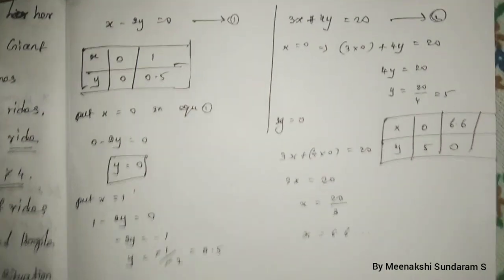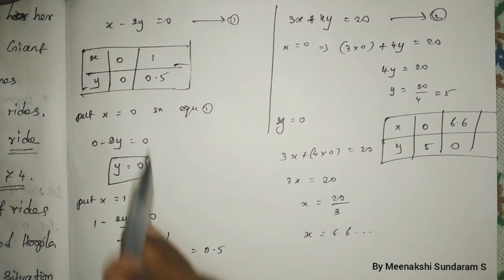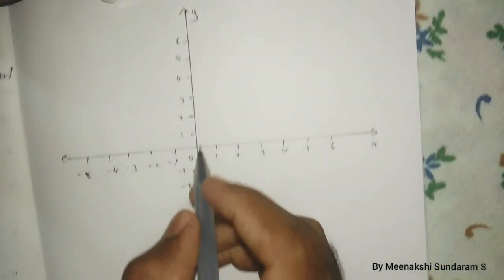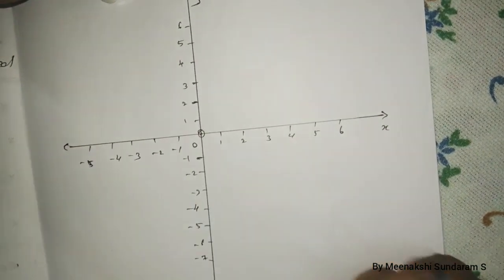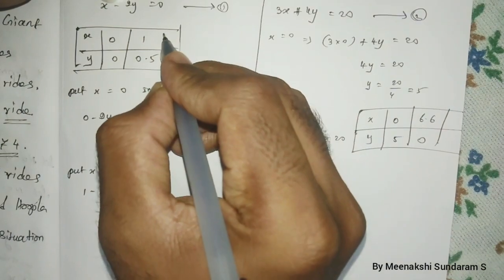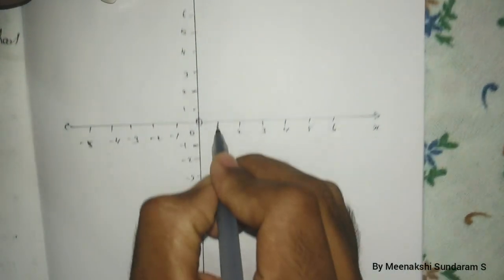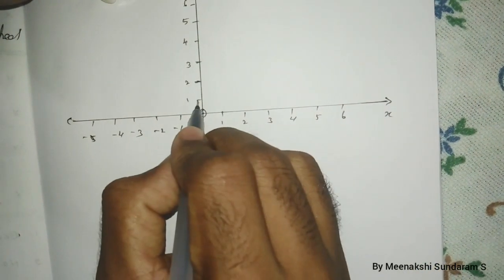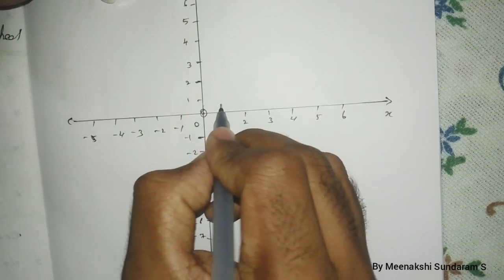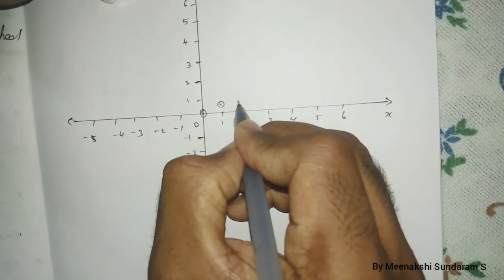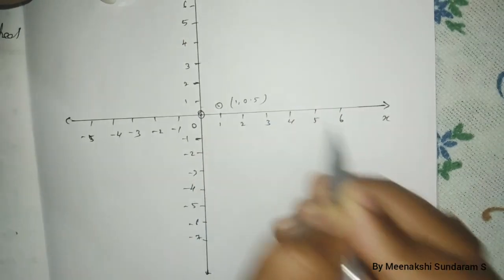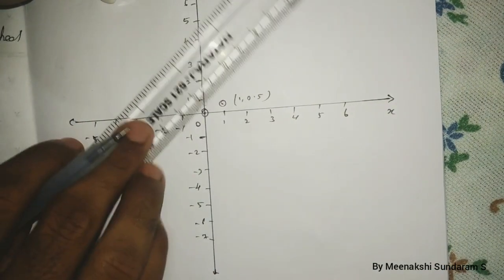Clear? Now what is the first point here? That is 0, 0, the origin. So you plot the point 0, 0 as the first point. Second point 1, 0.5: x-axis 1, y-axis 0.5. You can write 1, 0.5. Right? Now you can use a scale to draw the line.